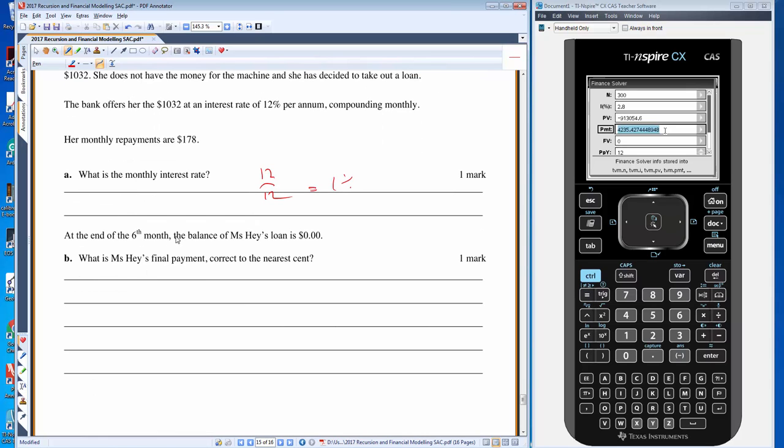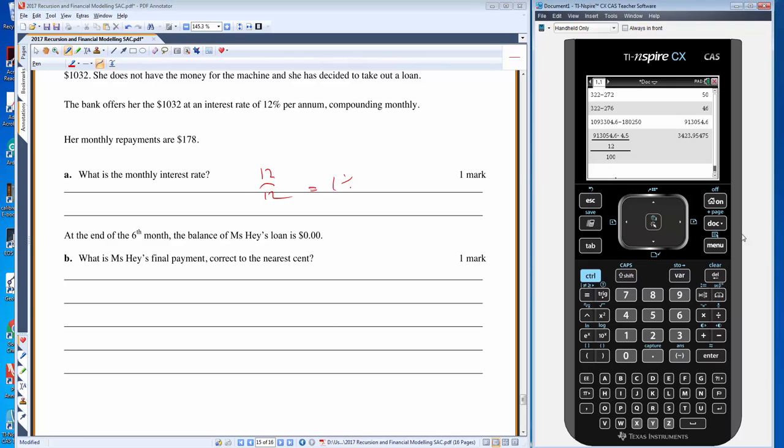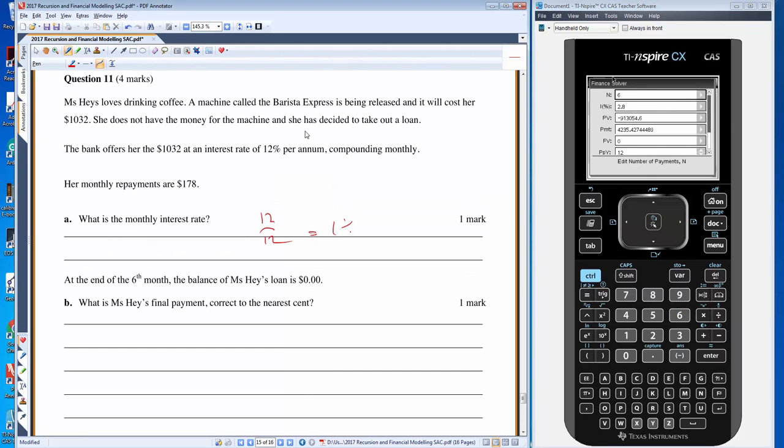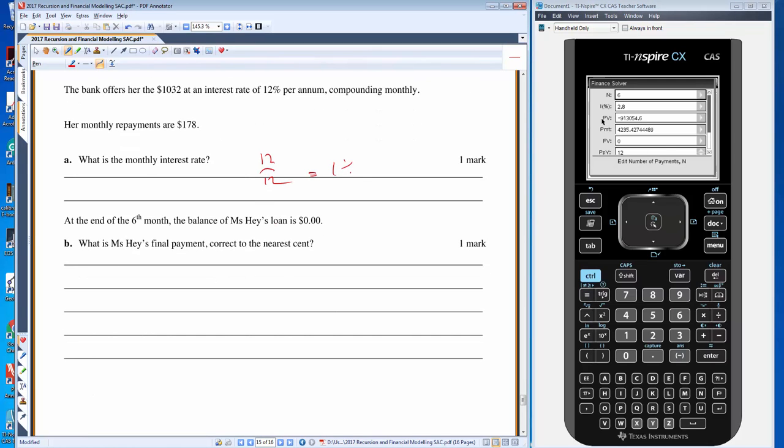Right, at the end of the 6th month, the balance of Ms. Hayes' loan is nothing. She's paid it off. What's the final payment? Not done particularly well. Do final payment questions absolutely in Financial Solver. So how long does the loan last for? It is 6 months, I think, from memory. Is it 6? At the end of the 6th month, yes.